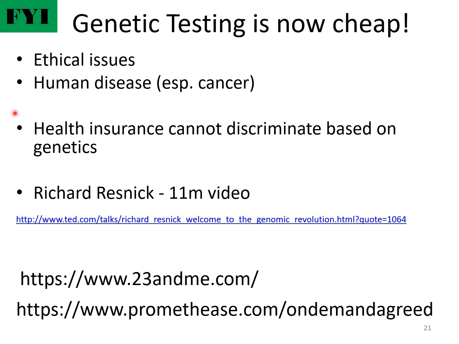Okay. Health insurance cannot discriminate based on genetics, or at least it can't currently. So that's one thing that's good. But in the future, who's to say that it might be allowed, right? So that brings up more ethical questions. Right, there's this video here by Richard Resnick, this link. It's from a TED Talk. It's 11 minutes. It delves into these questions, and it's an interesting watch if you're interested, right?